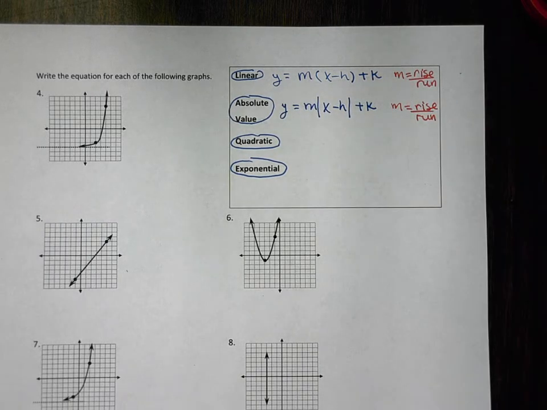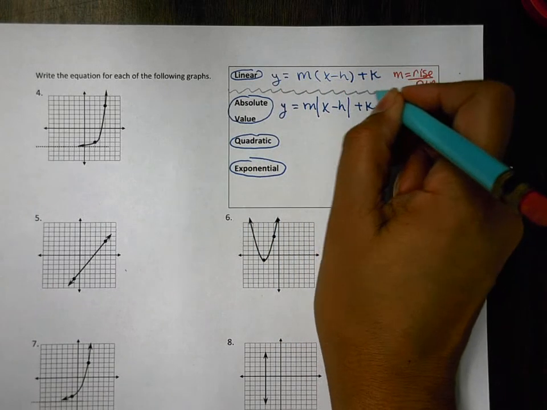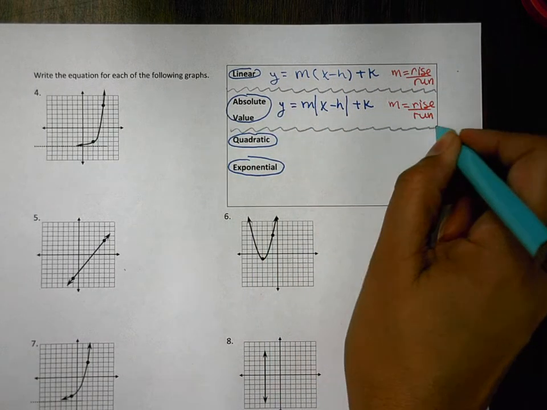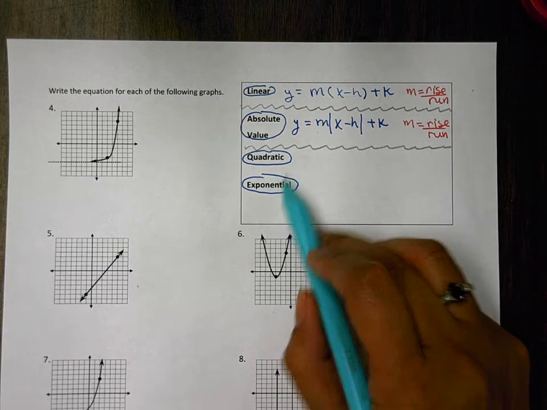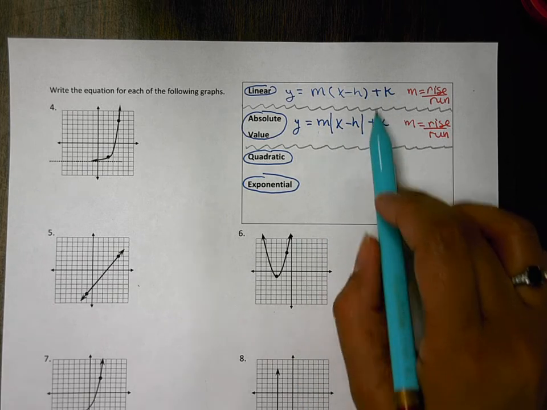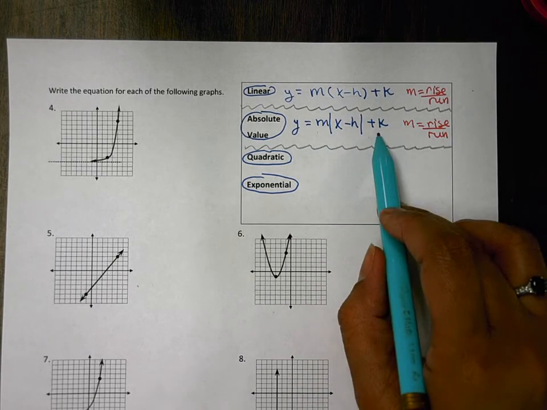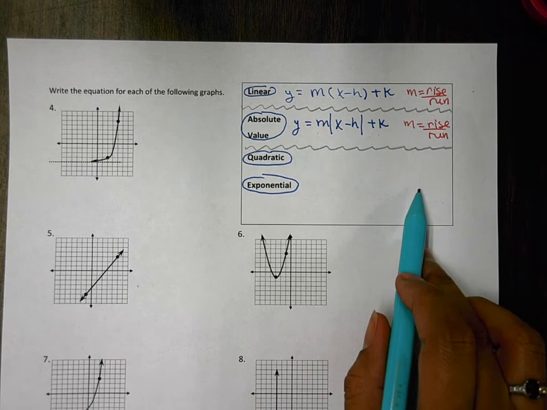All right, what's nice about both of these, the linear and the absolute value, is those are the easiest ones. And they're super easy because it's just rise over run to find your m. It's these guys down here where you have to plug the point in to find the letter you're missing. But for these two, you do not. These two are easy. Find your right-left movement, find your up-down movement, find your slope, you're good to go. These guys require a little more work.